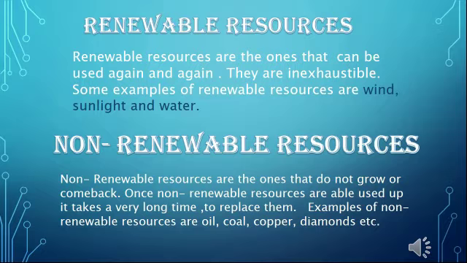Now students, let's understand types of natural resources. First one is renewable resources. What is renewable resources? These are those resources which we can use again and again. For example, wind, sunlight and water. Now come to the non-renewable resources. Non-renewable resources are the ones that do not grow or come back. Once non-renewable resources are used up, it takes a very long time to replace them. For example, non-renewable resources are oil, coal, copper, diamonds, etc.